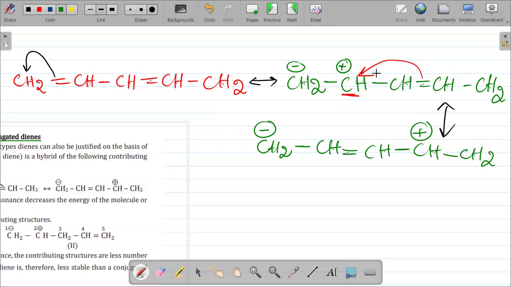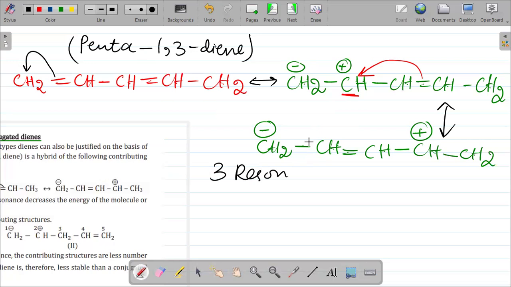So these are the three possible structures of this compound. The name of this compound: it is a five carbon compound, one, two, three, four, five. This is pent, then on carbon number one and carbon number three, a double bond is present. So it is pent-1,3-diene, right? So these are the three possible resonating structures of this penta-1,3-diene.